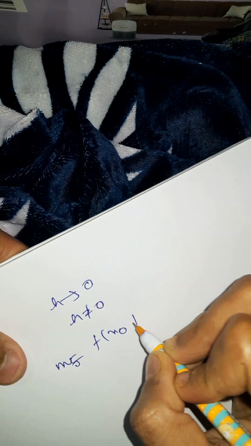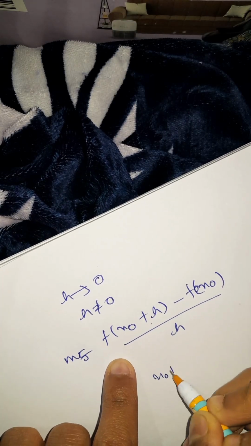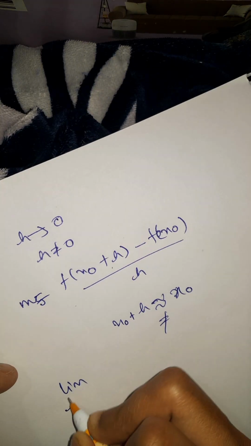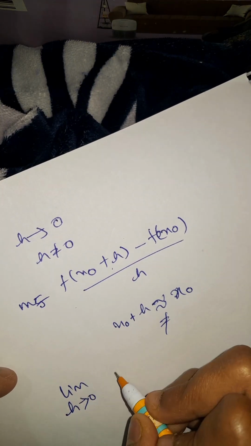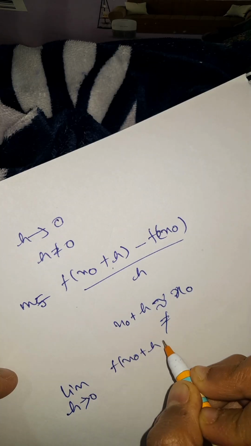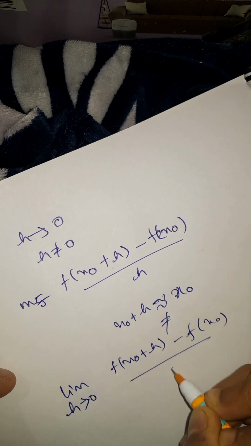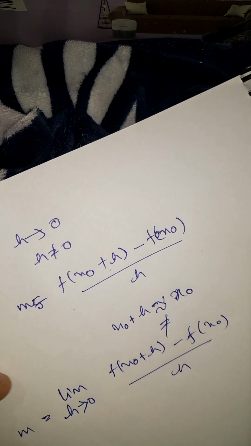So for the slope m, we have f(x0 plus h) minus f(x0) upon h. x0 plus h should be really close to x0 but cannot be equal to x0. So we have to put a limit here, where h approaches 0, and the value of the slope will be the limit of f(x0 plus h) minus f(x0) by h. So this will be the tangent of the function.